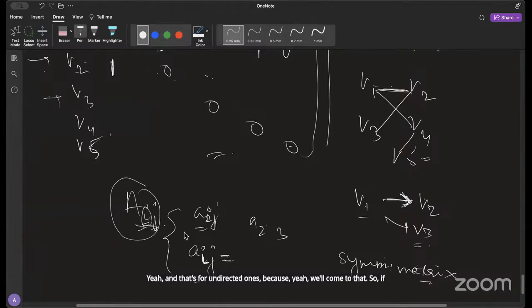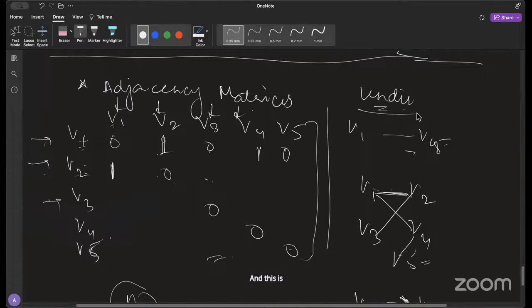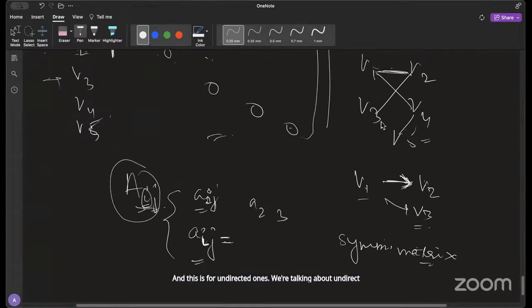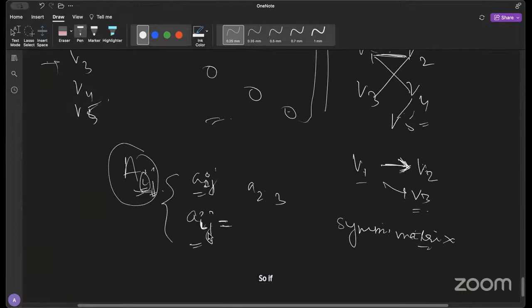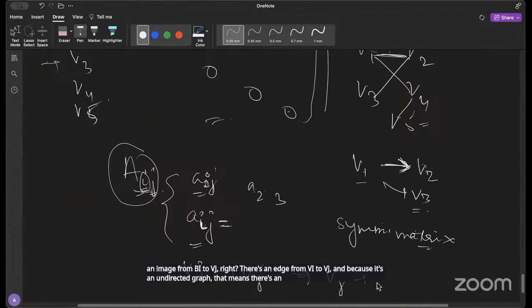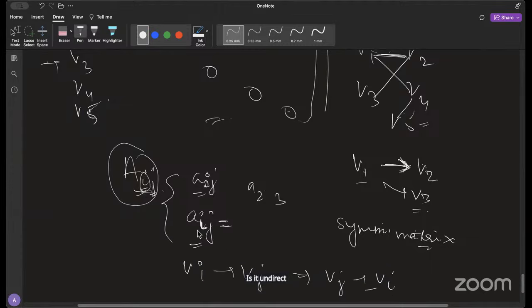So if you have Aij, and this is for undirected graphs, that means there's an edge from Vi to Vj, right? And because it's an undirected graph, that means there's an edge from Vj to Vi too. Because it's undirected, your Aij and Aji should be equal. So either they're both 1 or they're both 0, right?